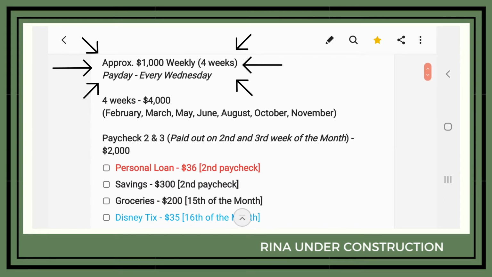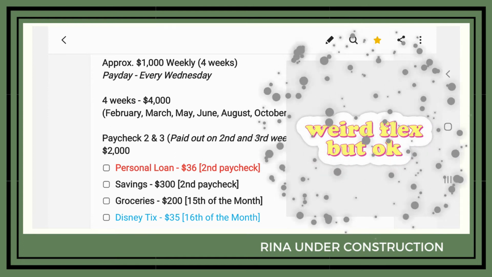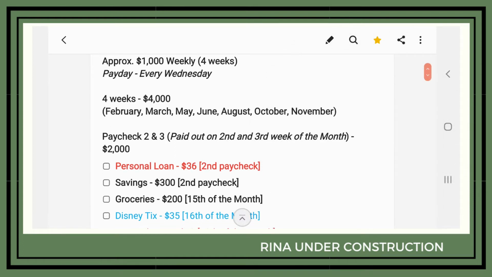So this is not my real salary. I just put any number. I put 1,000. This is less than what I make, but this is just purely for the example and to make the math easier. So I also put the frequency of when I get paid. So I get paid every Wednesday.